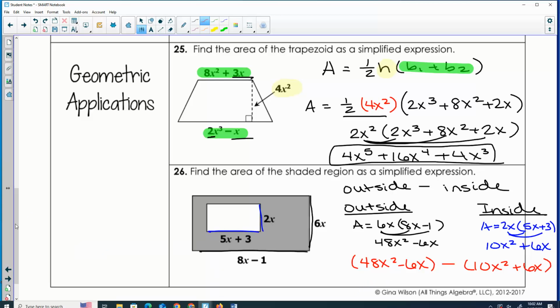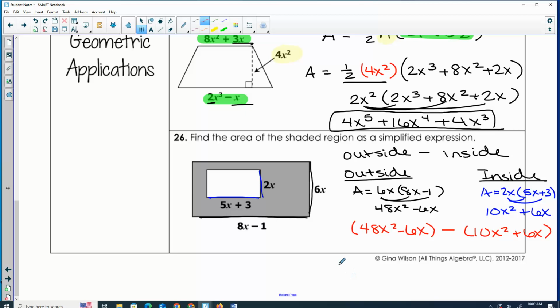If we do that, what would I need to do with my subtraction sign? And then we just add like terms. So 48x squared and negative 10x squared. So 48 minus 10 is 38. The x squared doesn't change. Negative 6x and negative 6x. So negative 6 plus negative 6 is negative 12. The x doesn't change. And that would be our final answer.